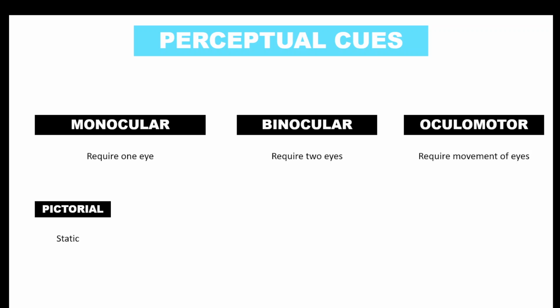And monocular cues are divided in two forms, pictorial or static in nature, and motion, that is some cues that are dynamic in nature, and you can perceive both through your one eye. So let's start with the monocular cues.